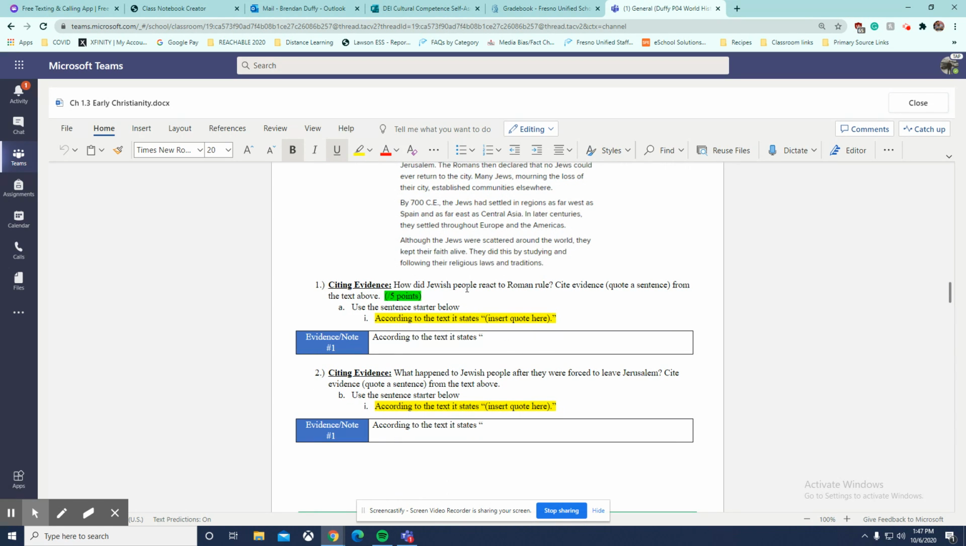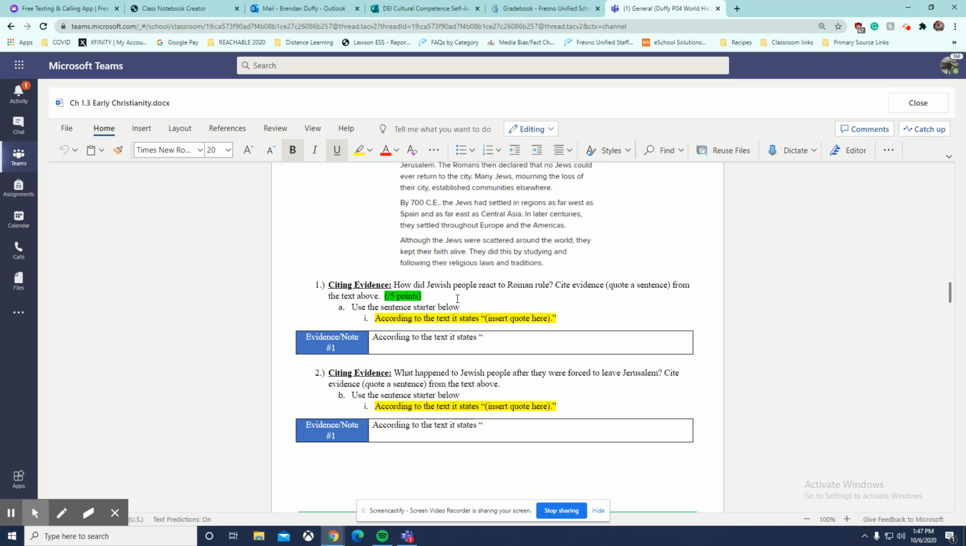So how did Jewish people react to Roman rule? You need to cite evidence, meaning quote a sentence from the text above. Do not write in your own words. Please do not write in your own words. You will lose points for that because it is asking you to cite evidence. Okay. So how did Jewish people react to Roman rule?